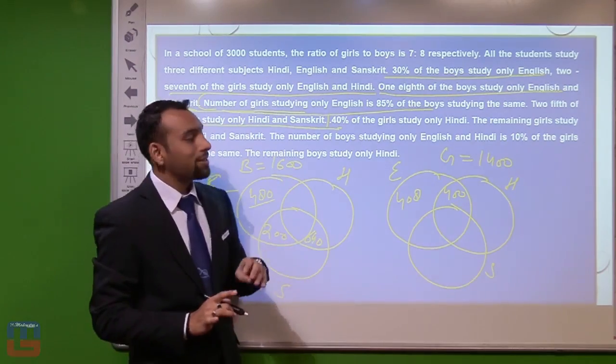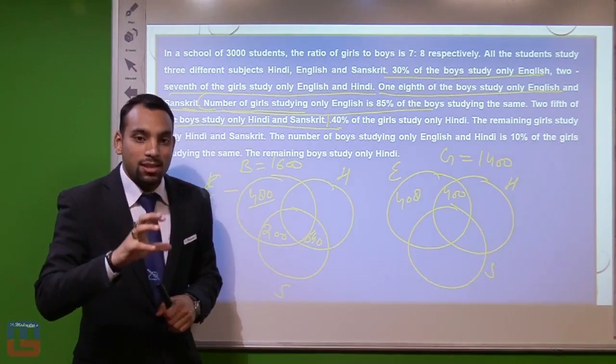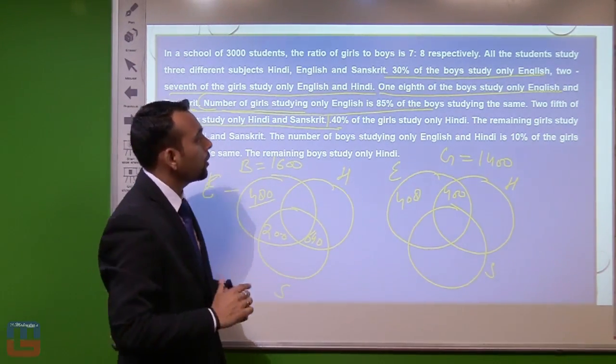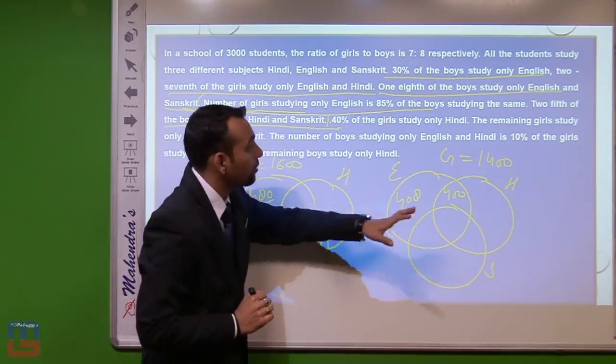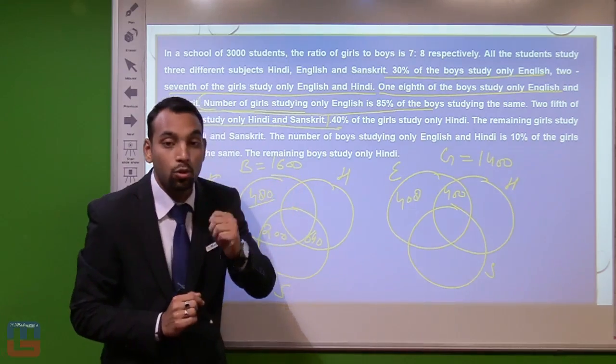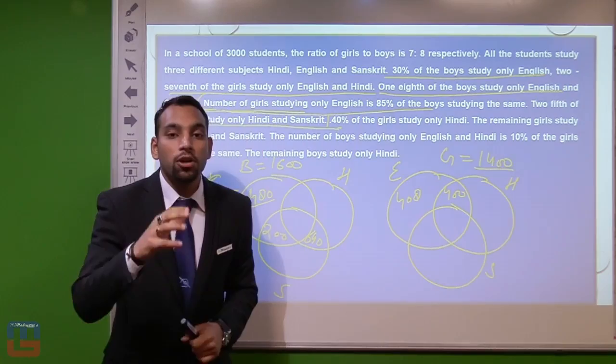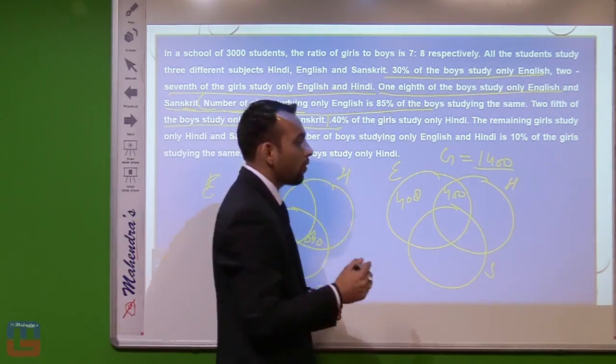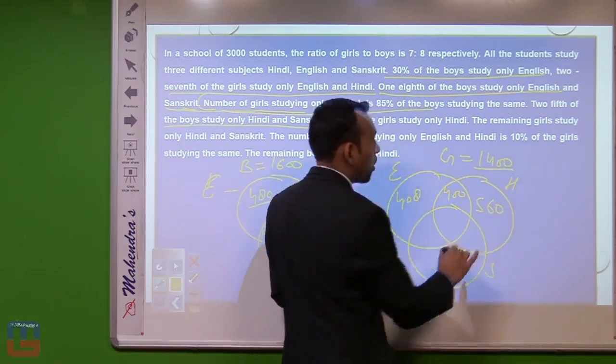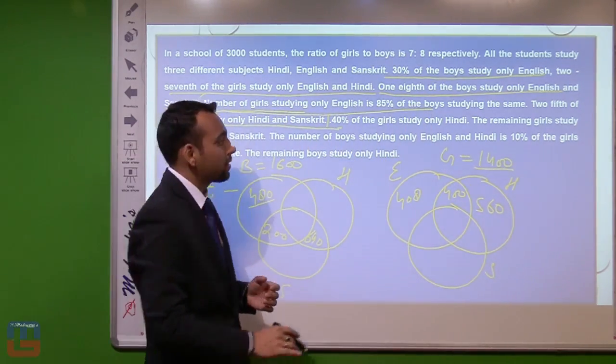Now 40% of the girls study only Hindi. 40% of the girls, where are the girls? Now this is the girls. 40% of the girls study only Hindi. Total we have 1400, and 40% of 1400 is 560. Alright, now read the next line.